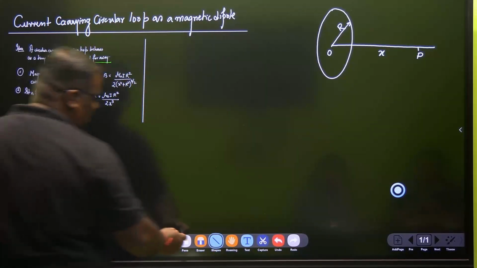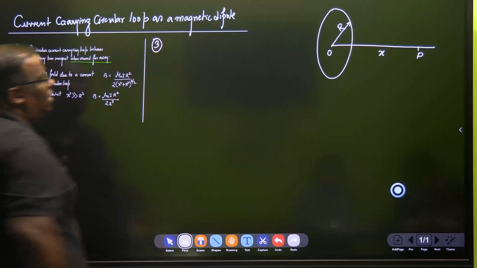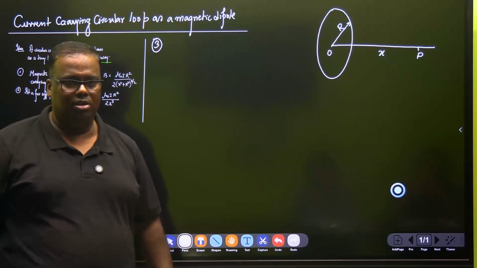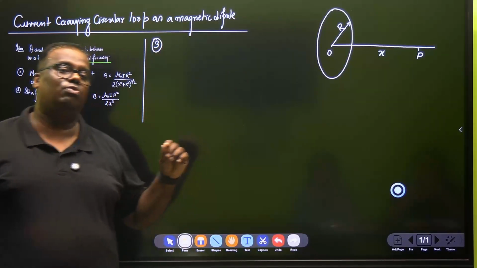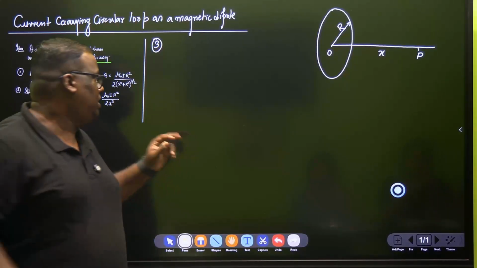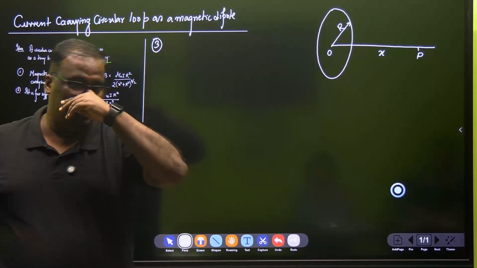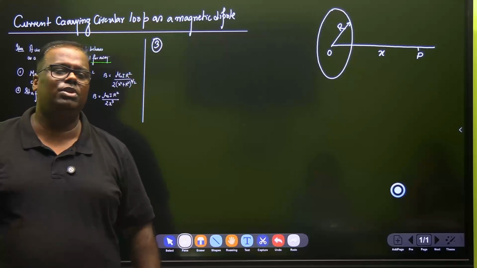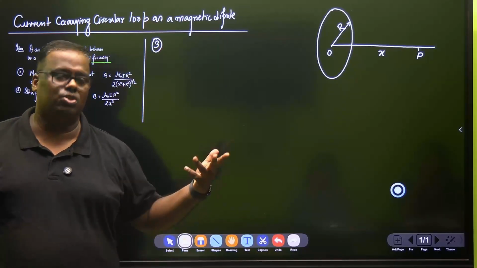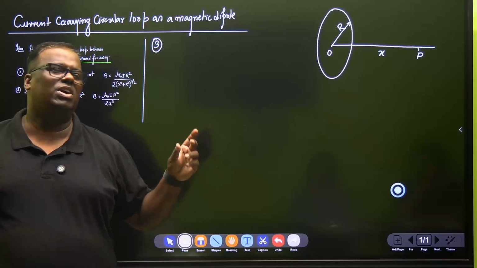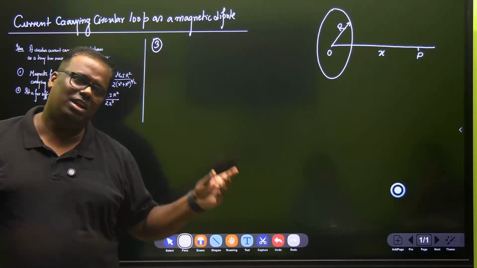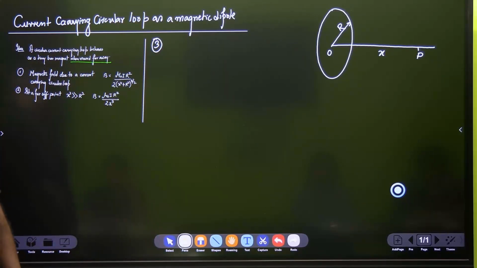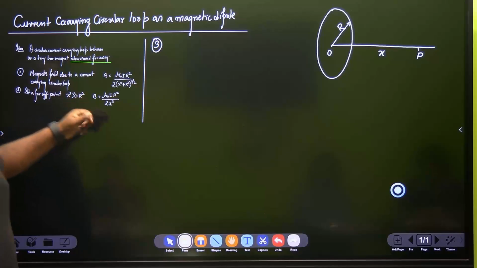So 1, 2 is done. Let's see at 3. Now at 3, when the radius is very small for any coil and you're viewing it from far, far away, the radius appears as r square, meaning it's coming as a 2D element. What is the definition of area? Pi r square. R square itself is small, so pi r square and r square are almost similar, because you are viewing from very far away, and you have taken the condition where x square is much greater than r square.